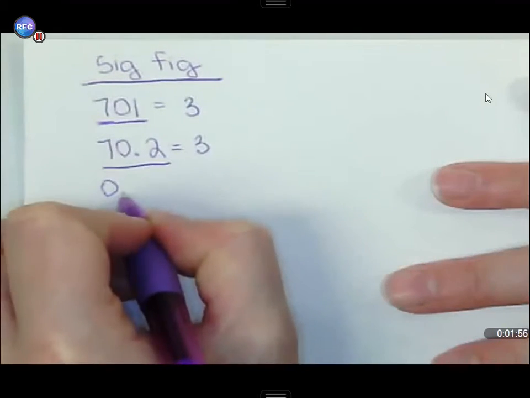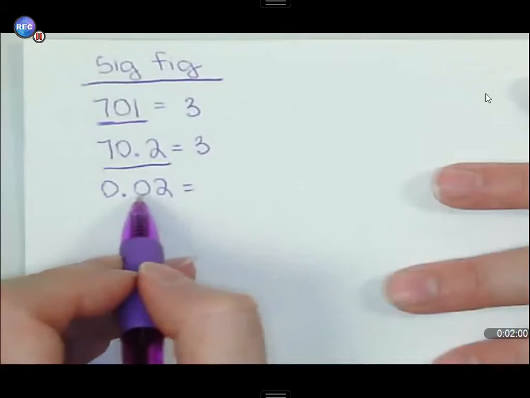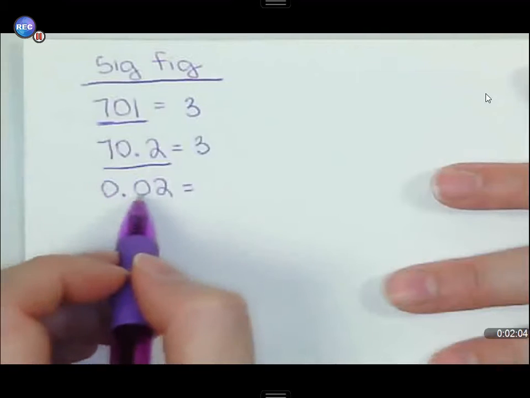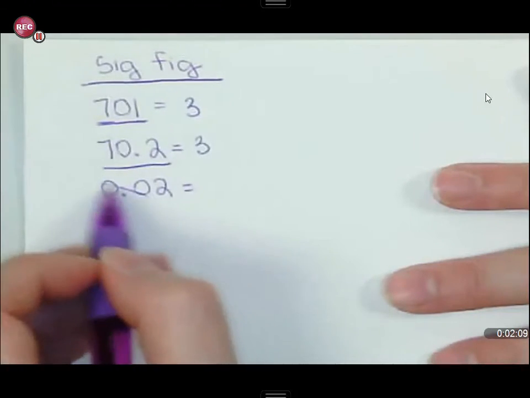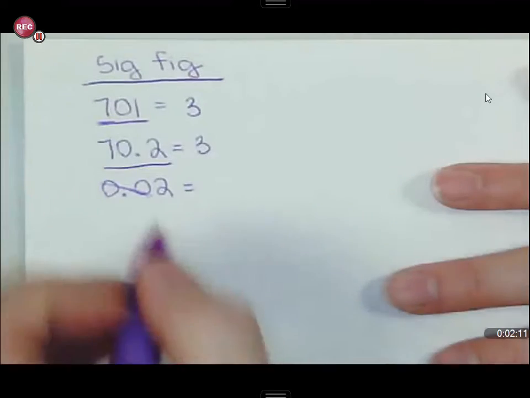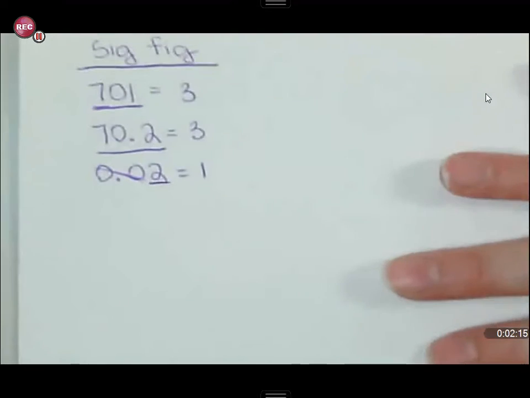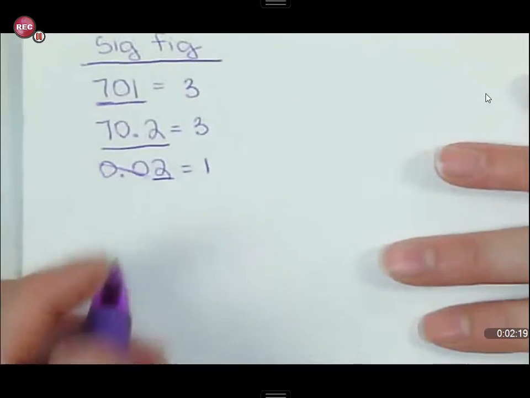What about if we have 0.002? Now, I will say that this is an actual rule, and I don't know why, I don't make the rules, but anything like this, any zeros to the left, don't count. We ignore them. So the only one that matters is this one right here because he is not a 0. So anything like this doesn't count.